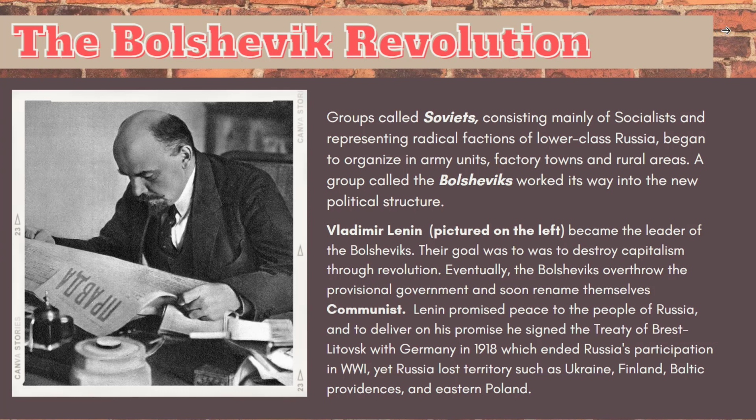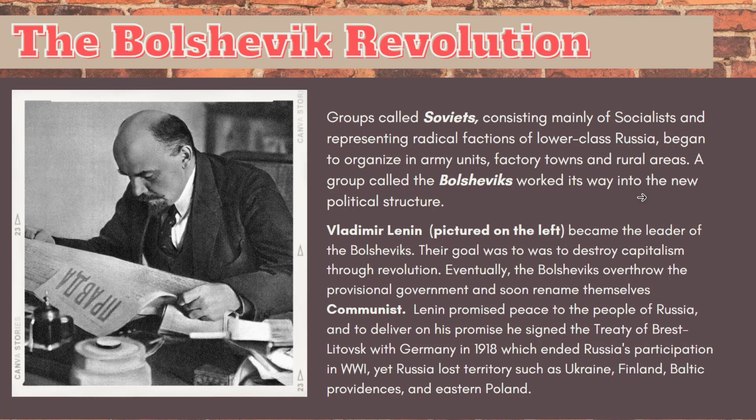So now there was a group of people called Soviets, a radical, fast-changing, growing group of lower class Russians. They started to organize themselves in army units in the factory towns and rural areas. And within the Soviets, there was a group called the Bolsheviks that worked their way into the political structure. Eventually they were able to take control of the provisional government after Tsar Nicholas II stepped down from power. As you see here, this person is Vladimir Lenin, the leader of the Bolsheviks, and their goal was to destroy capitalism at its core.